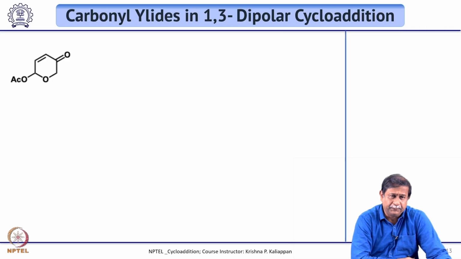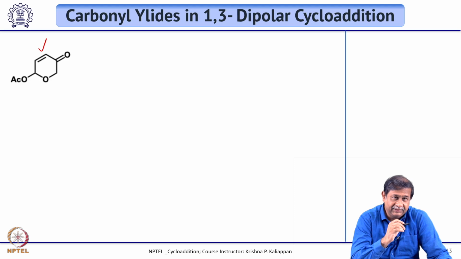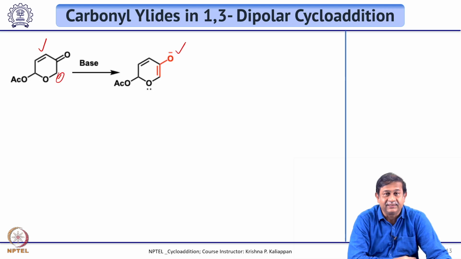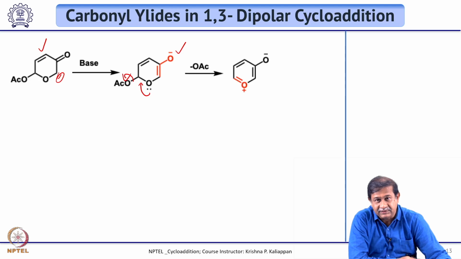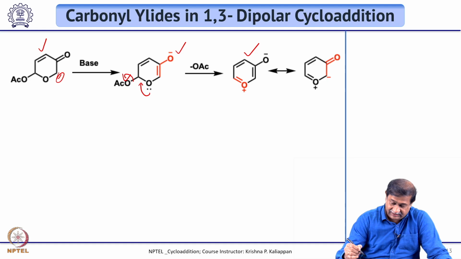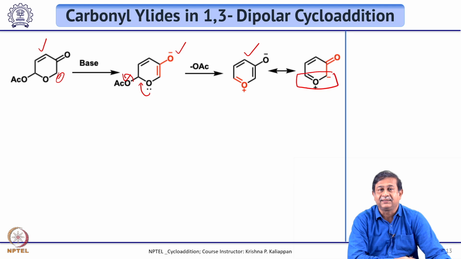Yes. See, for example, if you take this 6-membered enone, now when you treat with base, it can generate the anion and then it can form this enolate. And this type of enolate also has a lone pair on the oxygen that can push out this acetate. When that happens, you get this oxidopyrylium ion. Now, this also can be written like this. When you write this way, this is nothing but a carbonyl ylide, isn't it?